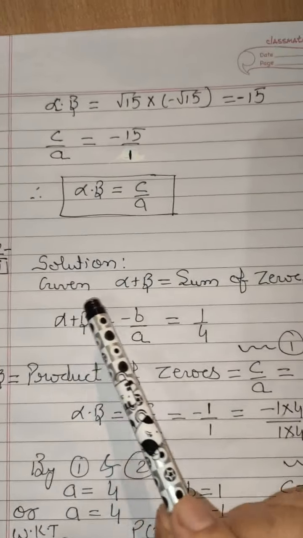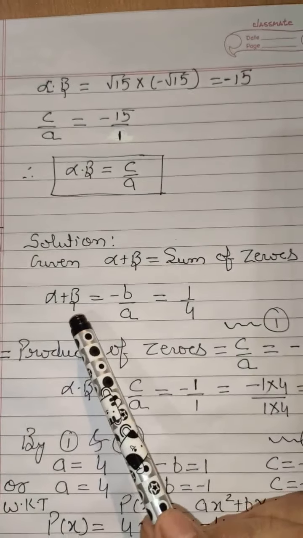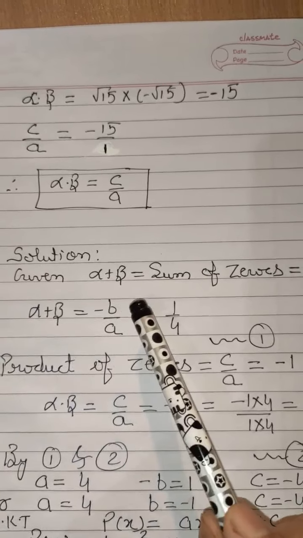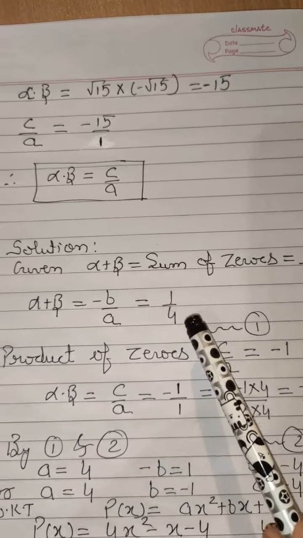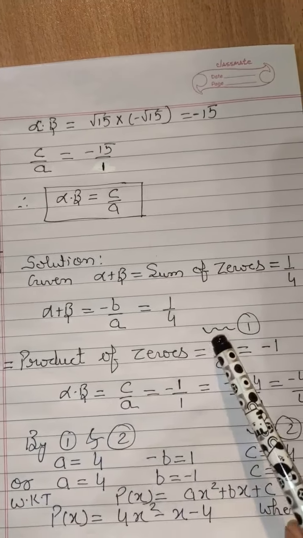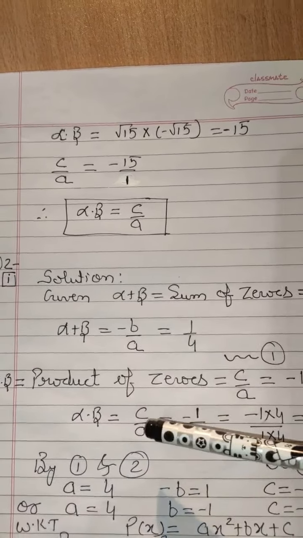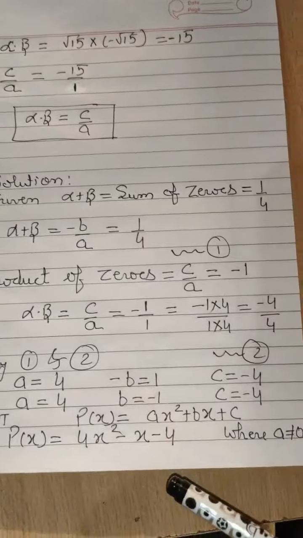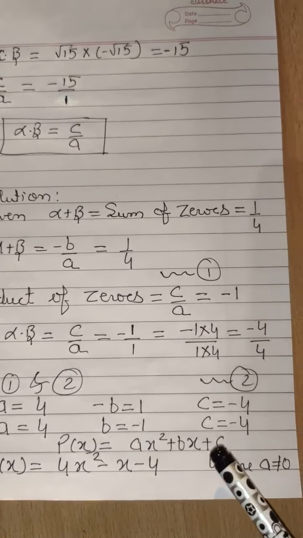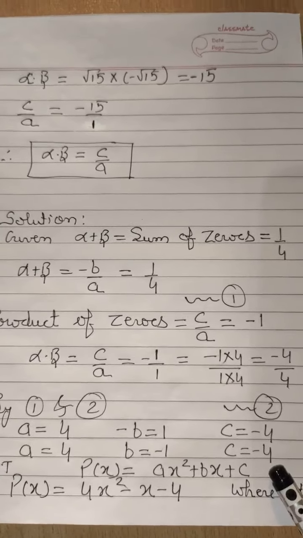Here it is given alpha plus beta, that is the sum of zeros, is equal to 1 upon 4. Alpha plus beta is minus b upon a, we know the relationship between zeros and the coefficients. Minus b upon a is equal to 1 upon 4. Product of zeros, alpha into beta, is equal to c upon a, which is minus 1. If we get the values of a, b, c, we can substitute them in the general form of a polynomial. What is the general form of a quadratic polynomial? Ax square plus bx plus c. But how can we get the values of a, b, c? We'll use the comparison method.